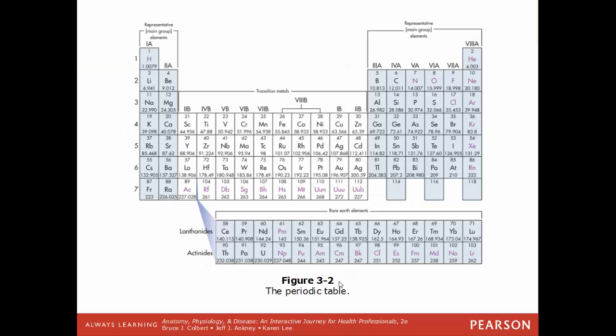Here's a standard picture of the periodic table of elements. And a lot of times you'll see it color coordinated based on the group or the properties of that grouping of elements.